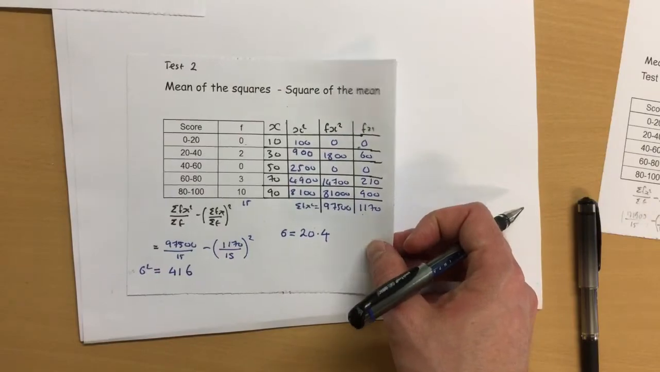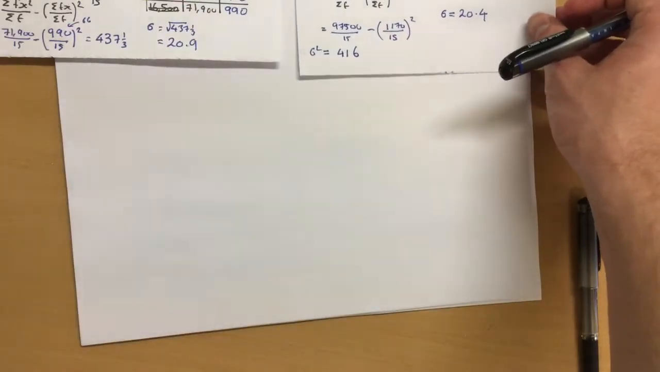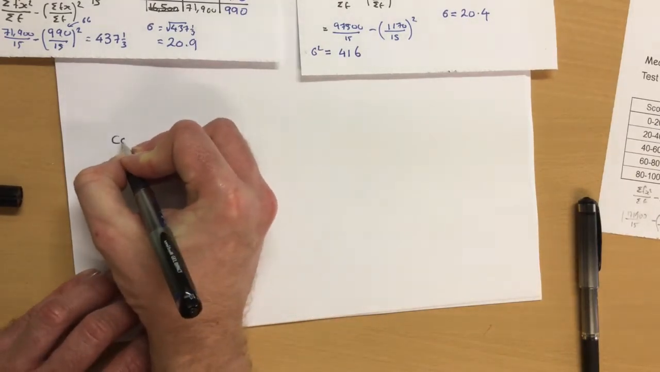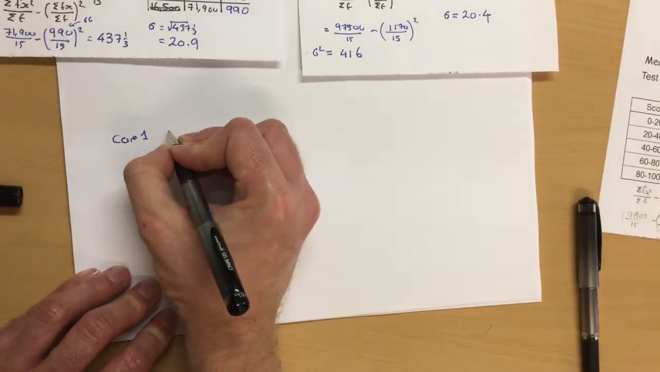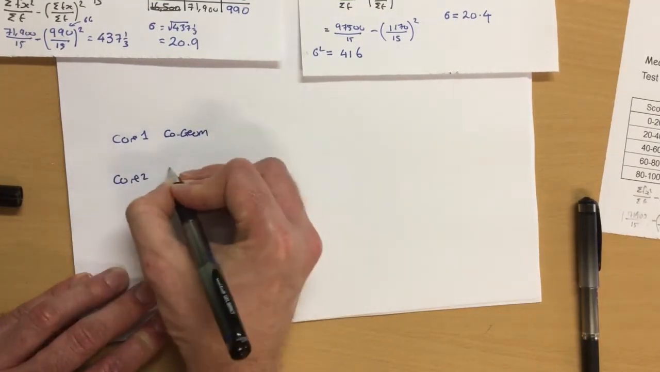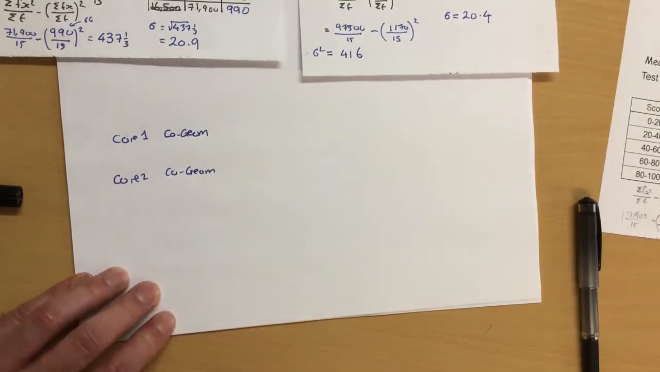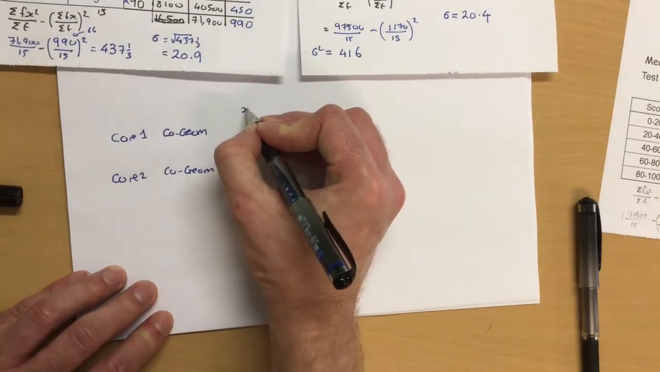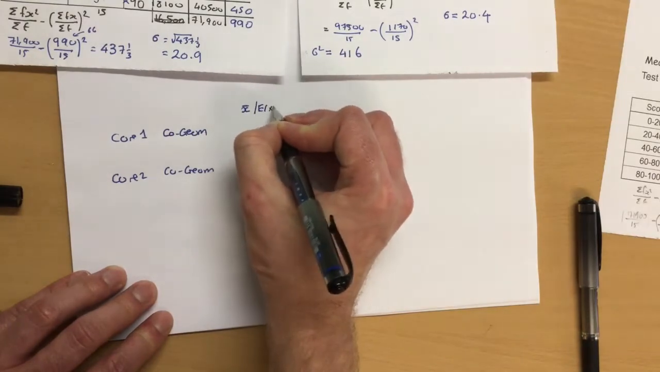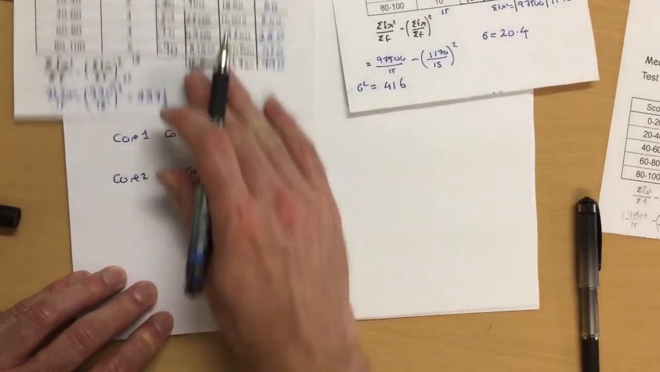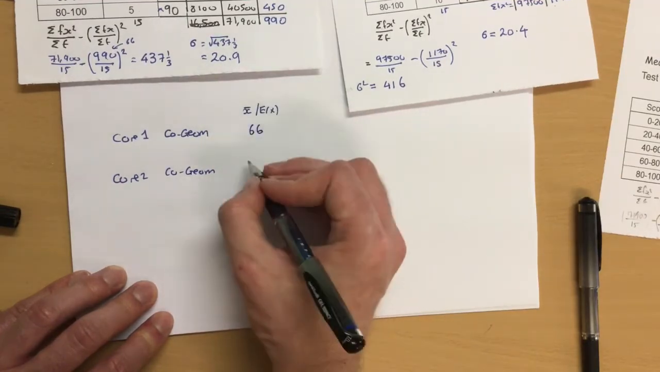This is quite interesting. Compare the two tests. So test one, well done, got this right, by the way, but let's just look, you've done those calculations, why is it vaguely useful? Well, let's say test one was from Core 1, the coordinate geometry test, and the second test was from Core 2 coordinate geometry test. These tests were set maybe about 6 weeks apart, and the mean for coordinate geometry 1, this is our first table, the mean was 66 and a standard deviation of 20.9.